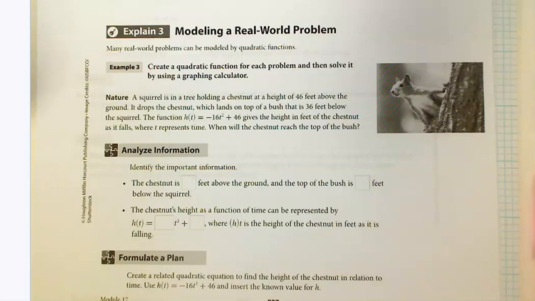The function h of t, which really is height as a function of time, is negative 16t squared plus 46, and that gives the height in feet of the chestnut as it falls, where t represents time. When will the chestnut reach the top of the bush?